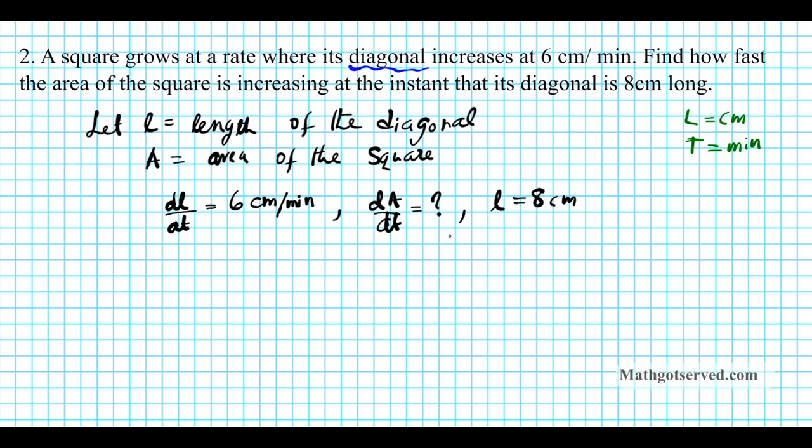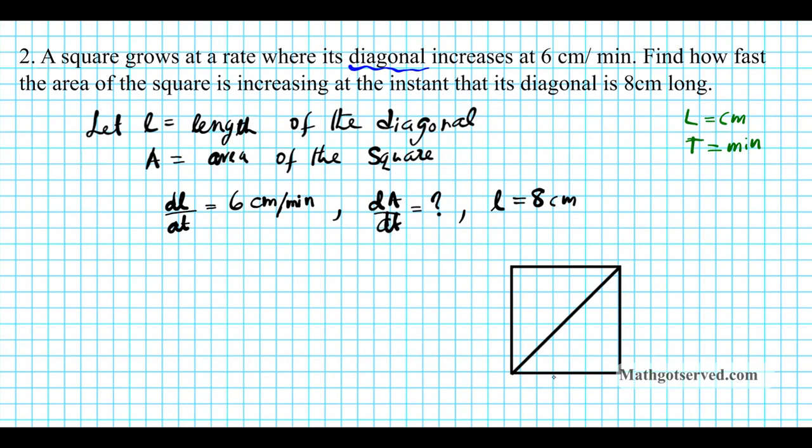Okay, let's see if we can come up with an equation that relates L, the length of the diagonal, and the area. So let's sketch a square. There goes our square. Let's indicate where the diagonal is. That's the diagonal.